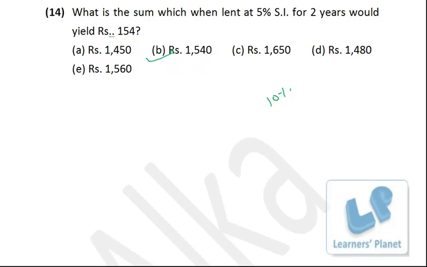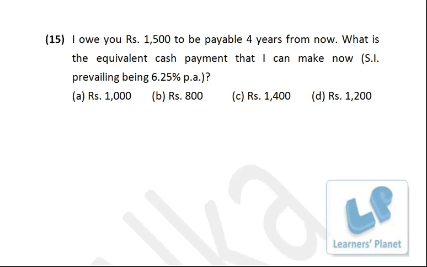Okay, that's pretty simple. Now this one: I owe you rupees 1500 to be payable 4 years from now. What is the equivalent cash payment that I can make now? Prevailing rate of interest is 6.25% per annum. So 6.25% per annum, that means for 4 years it will be 6 into 4 plus 0.25 into 4, that is 25%, right? So for the equivalent cash, you have to find the figure to which you add 25% and you get 1500. Right, so that's 1200 only, because 1200 plus 300 is 1500 and 300 is 25% of 1200.